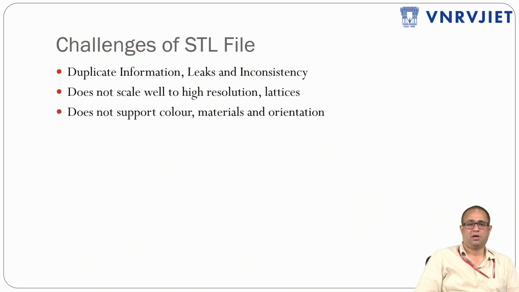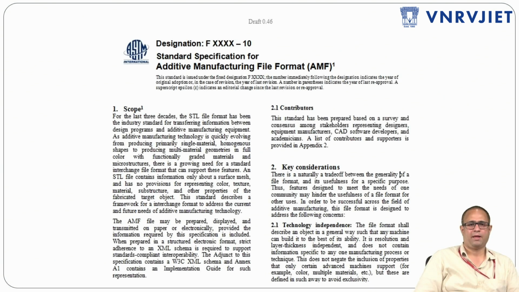submodels. And what are the challenges of the STL file? We can get duplicate information, and leaks and inconsistency are a common issue. It does not scale well, so issues with high-resolution lattices are going to happen, and it does not support color, materials, and orientation. This means that we can't give it a color, we can't give it metal properties, and we can't do different orientations.